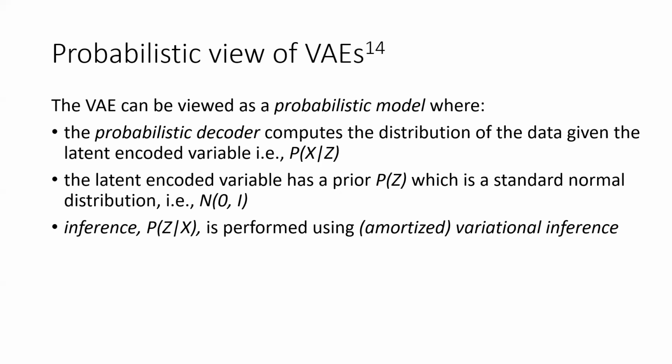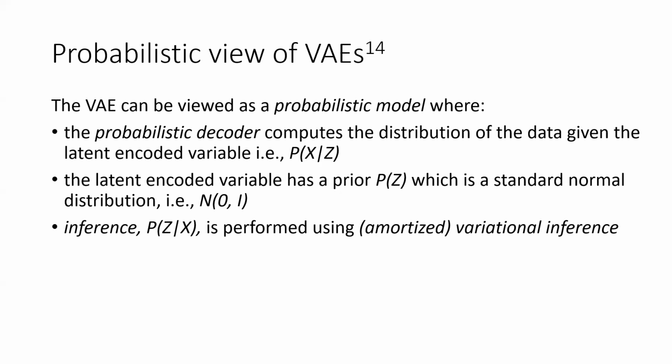Okay. Now, the inference is where the encoder comes in. The encoder comes in in order to train the model, and the model is trained using what's called amortized variational inference. So what does this mean?